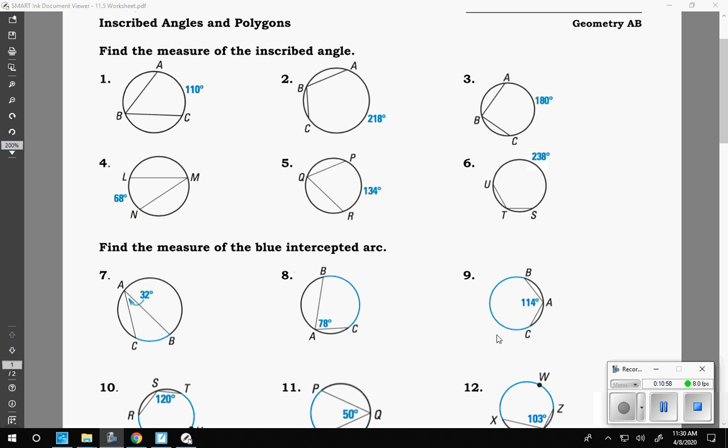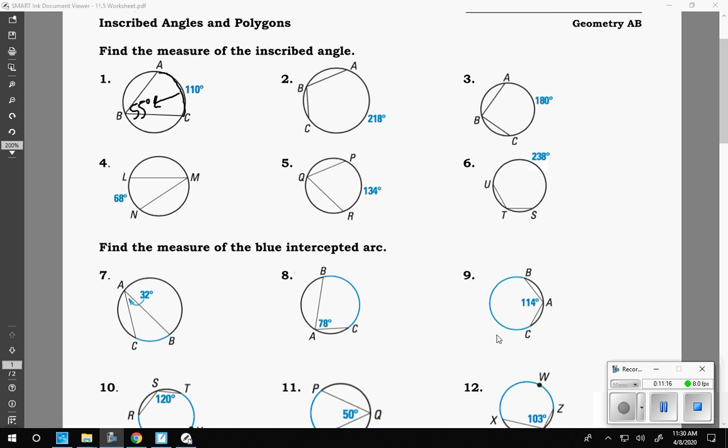All right, so this is what your homework looks like. I'm going to go through a couple examples in each section with you. Find the measure of the inscribed angle. Remember, that's half the measure of this intercepted arc. So we want to do 110 divided by 2, and that's 55 degrees.